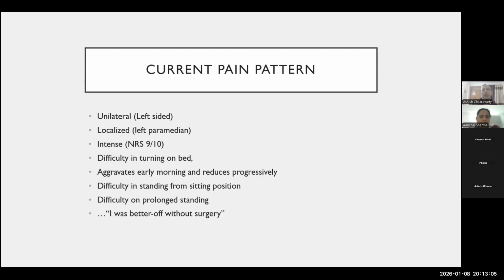It was unilateral, left-sided, localized to the left paramedian region, and the intensity was much more than before. The NRS was around 9 to 10. The patient was having difficulty in turning around on bed. The pain used to aggravate early morning, and slowly it used to get better. What he described to me was that mornings are the worst period of his time. Then the patient was having difficulty in standing from sitting position. Like when he used to get up from the toilet seat, the patient had a very hard time doing that. And the patient had difficulty on prolonged standing.